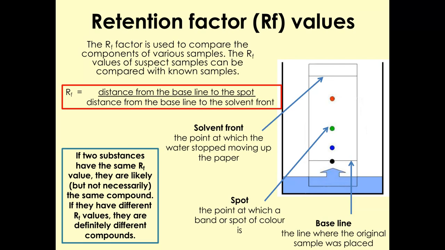Now, if two substances have got the same RF value, then they could be the same. We can't say they're definitely going to be the same because some substances will have the same RF value. However, if they've got different RF values, then we can say they're definitely different compounds or different substances.